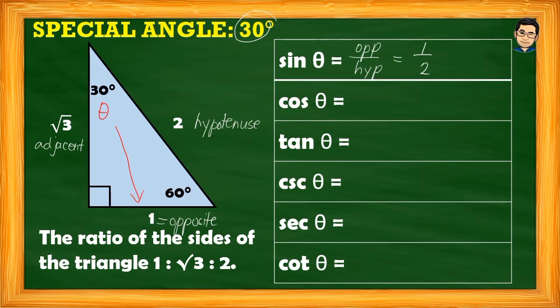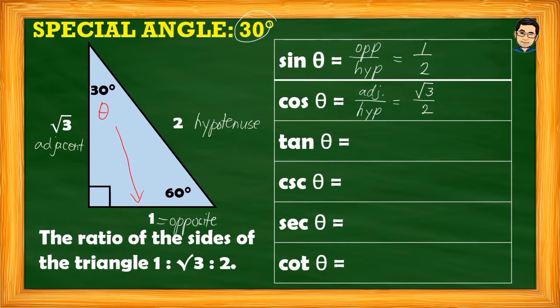Next, for cosine naman, that is adjacent over hypotenuse. Adjacent side measures square root of 3, and then hypotenuse measures 2. So, ibig sabihin, kapag cosine 30 naman ang tinanong sa atin, the answer is square root of 3 over 2.